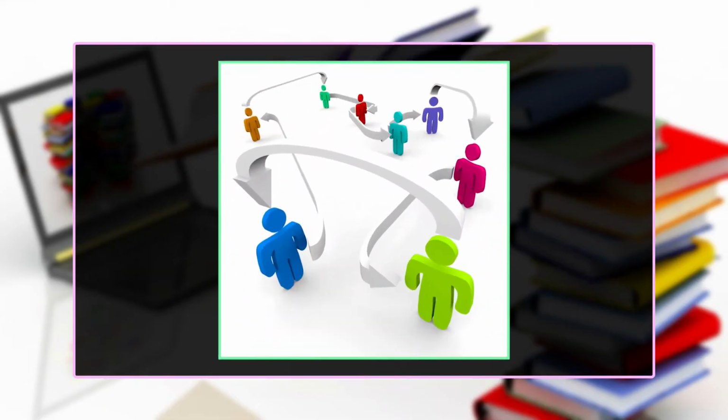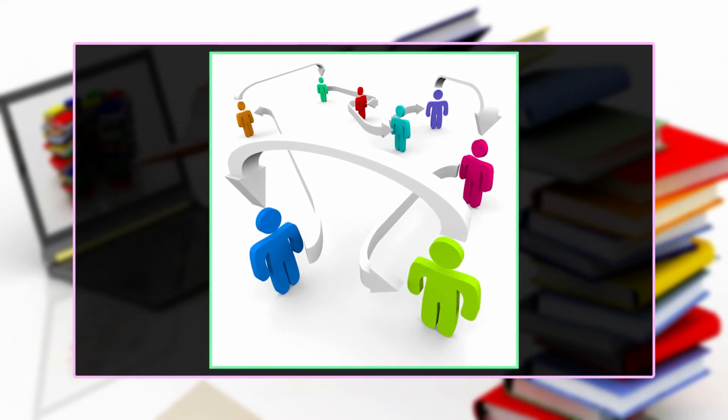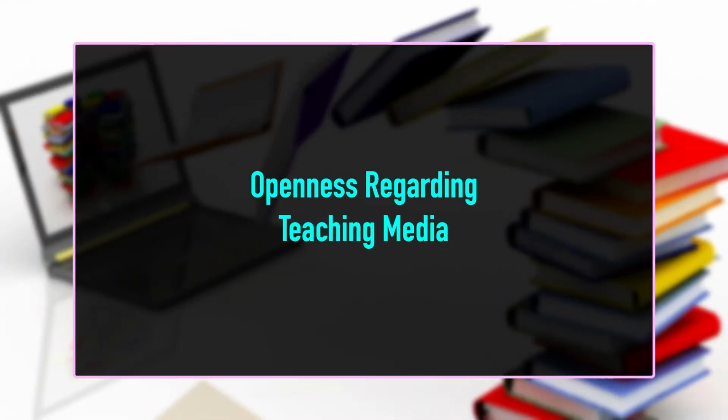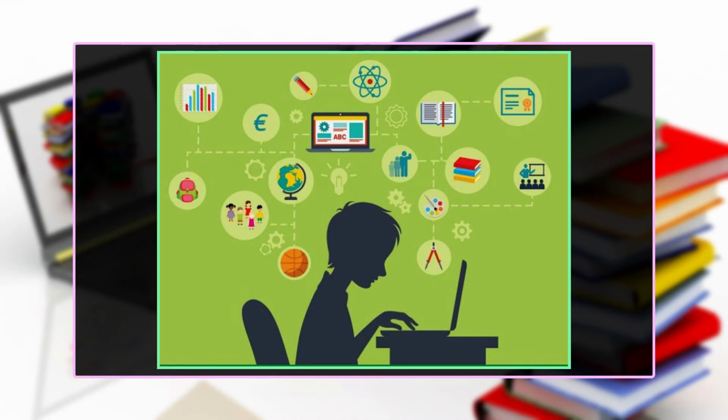It is programmed to serve the needs of identified groups of different categories, if and when they need, if and when they want. Second, openness regarding teaching media. Several media of teaching are available in the open system: correspondence, text, radio, television, audio, video, cassettes, and other electronic devices are used as media in the open system. There may be provision for occasional personal contact or impersonal contact between the students and teachers. All these together constitute the teaching techniques of the open system.